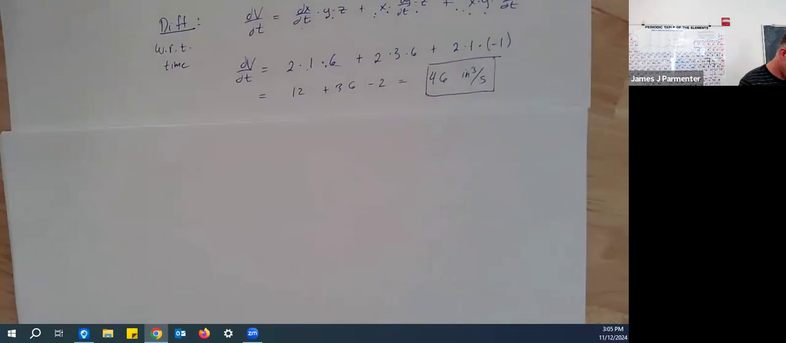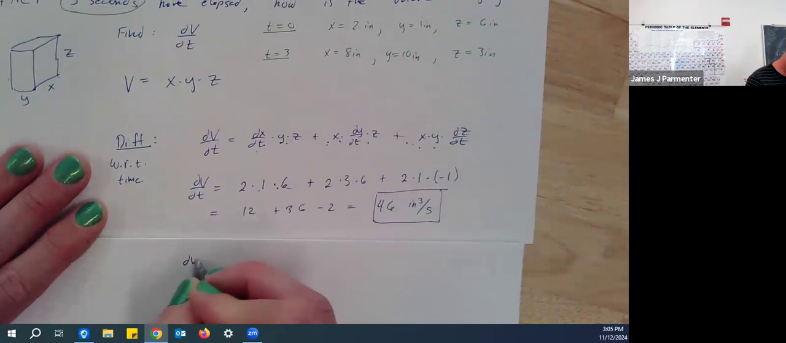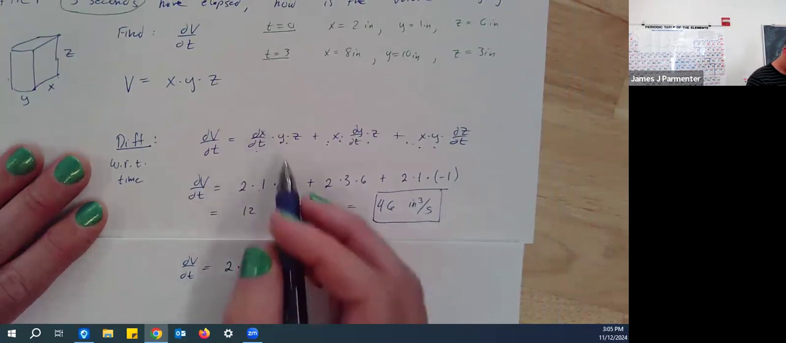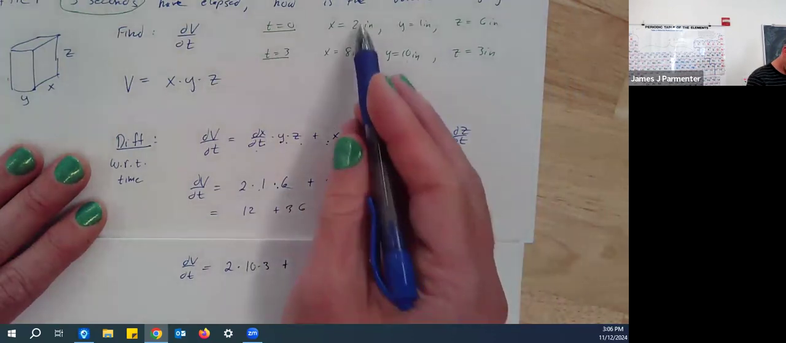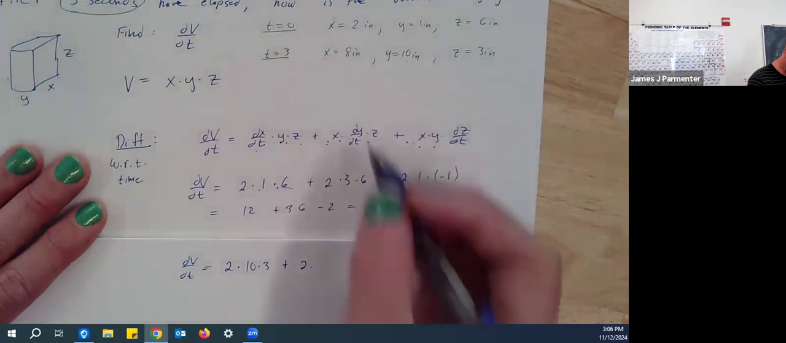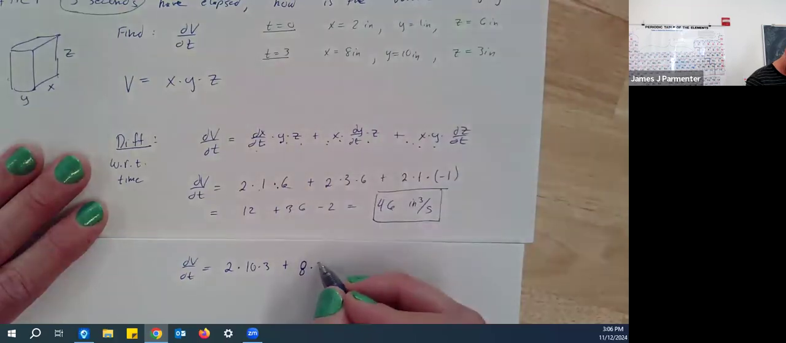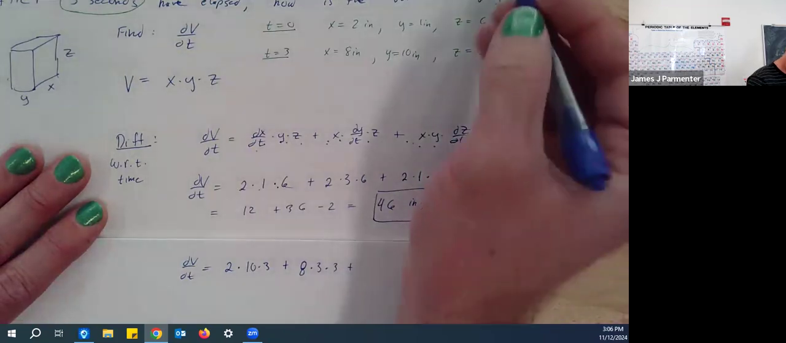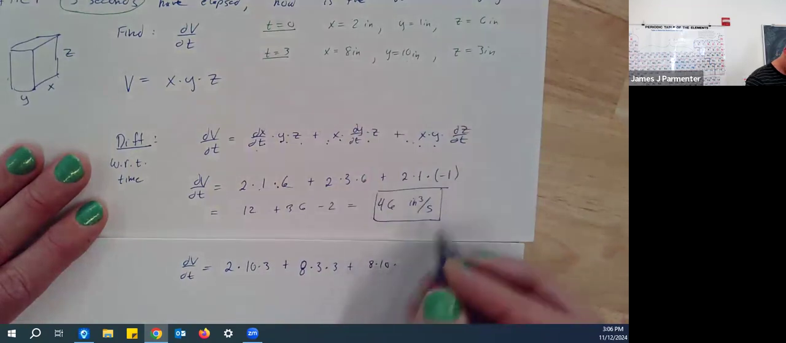So instead, I should be getting that, sorry, you can't see all the things, apologies. So we should really be getting that dV dt is equal to, so dx dt is still the same, it's still 2, but now y and z are 10 and 3 respectively. And now x is 8, goodness gracious, James. dy dt is still 3, and z is 3. And finally, our x times y is going to be 8 times 10, and dz dt is still negative 1.